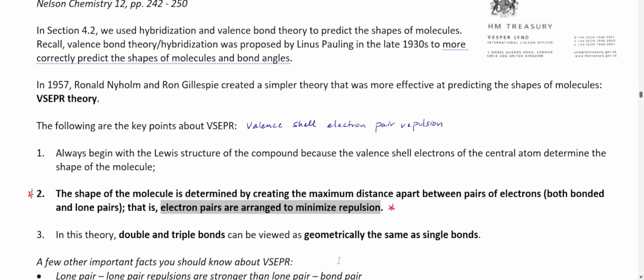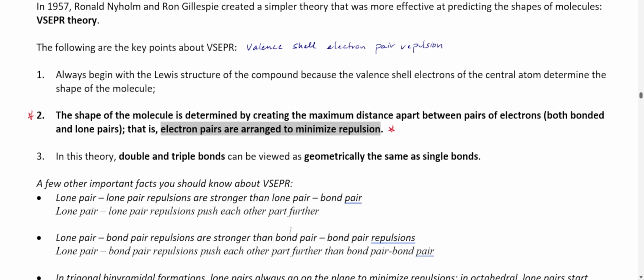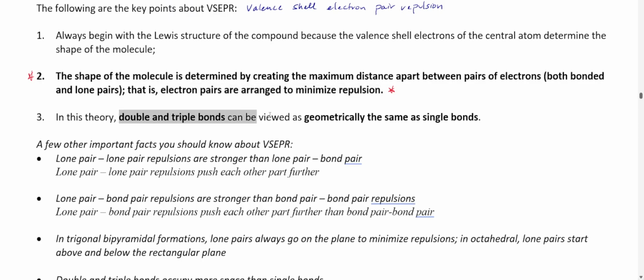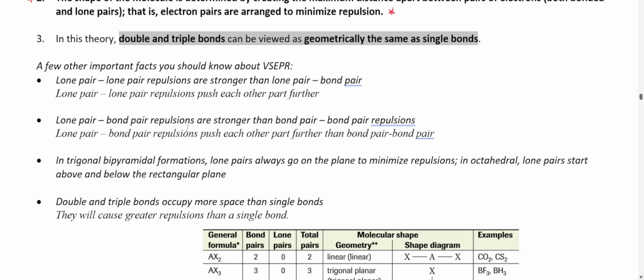So bonds and lone pairs mutually repel each other because they're made of electrons, and electrons are negatively charged, and things that have the same charge repel each other. So we create shapes that minimize those repulsions. In VSEPR, we have double and triple bonds counting geometrically the same as single bonds. And then there's some other facts here that are important to note as well, but we'll use those as they come up in the theory.